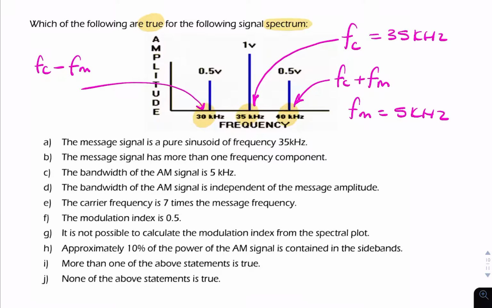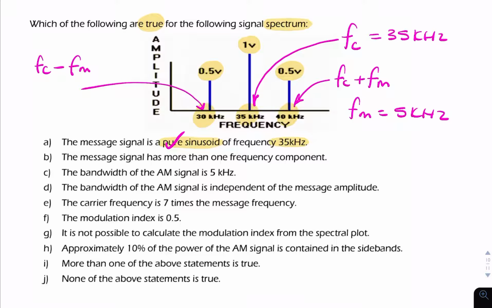Now we can also see that the carrier has twice the amplitude of both sidebands. And that tells us something about the modulation index. So let's look at the options one by one. So the first option, the message is a pure sinusoid of frequency 35 kilohertz. Well, the message, just by looking at the spectrum of the upper and lower sidebands, is a pure sinusoid.